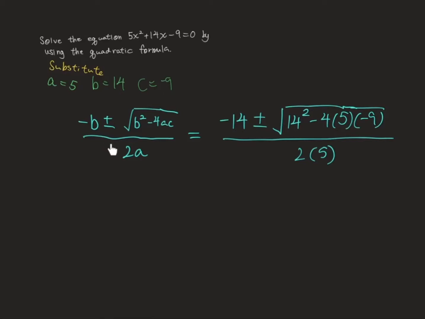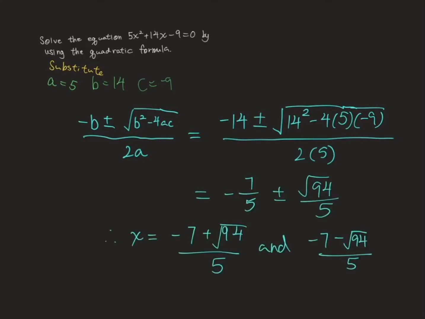-b plus or minus square root of b squared minus 4ac over 2a. Thus, the solution for this question is x equals -7 plus square root of 94 over 5 and -7 minus square root of 94 over 5.